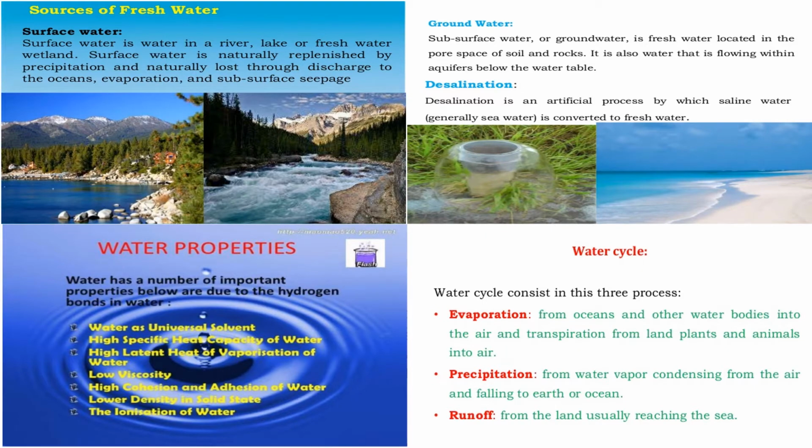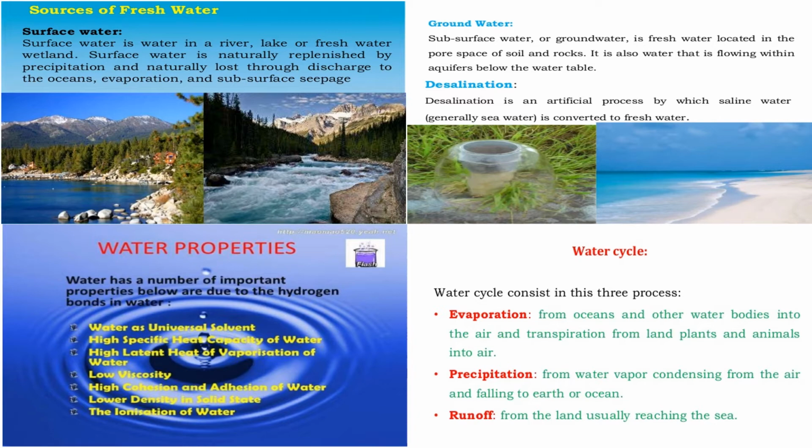Sources of fresh water: surface water. Surface water is the water in a river, lake or freshwater wetland. Surface water is naturally replenished by precipitation and naturally lost through discharge to the ocean, evaporation and subsurface seepage. Groundwater. Subsurface water, or groundwater, is fresh water located in the pore space of soil and rocks. It is also water that is flowing within aquifers below the water table. Desalination is an artificial process by which saline water is converted to fresh water.